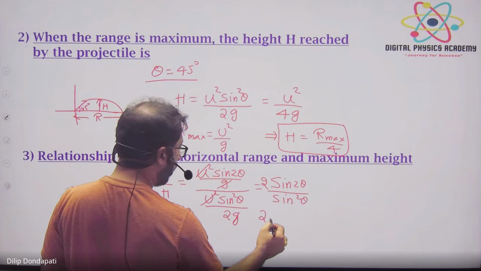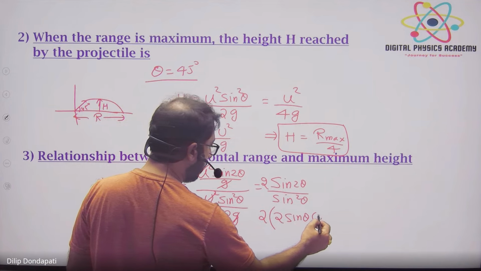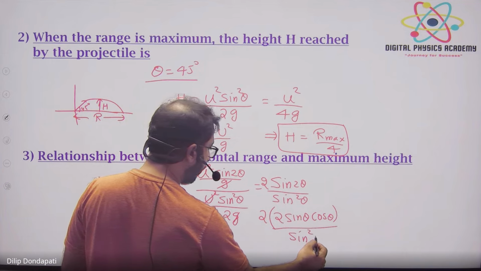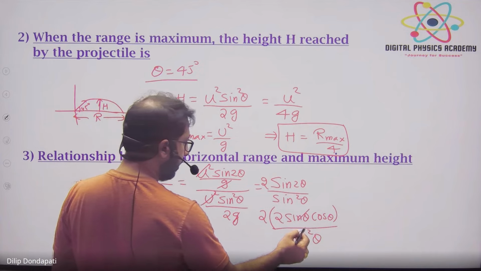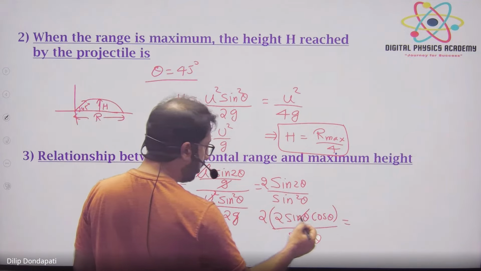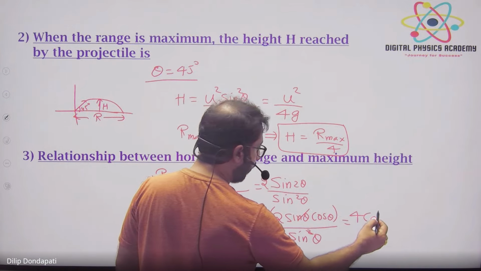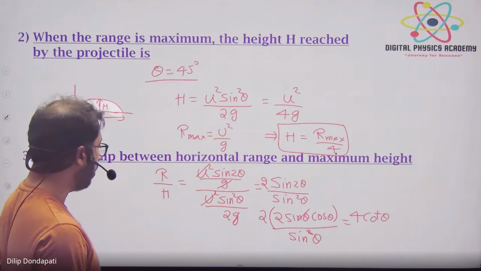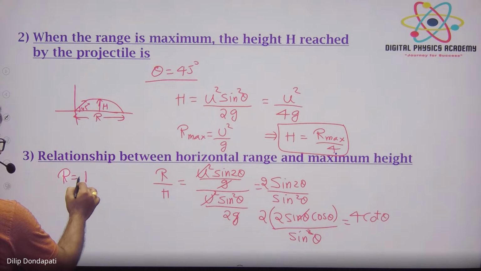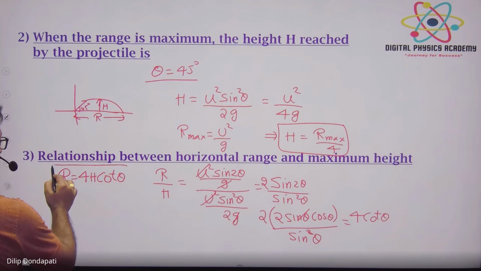Okay, sin 2 theta I can write as 2 sin theta cos theta by sin square theta. So what is cos by sin theta called? Cos by sin is called cot theta. So that means, multiplying by h, range is 4h cot theta. This is the relation between range and maximum height.